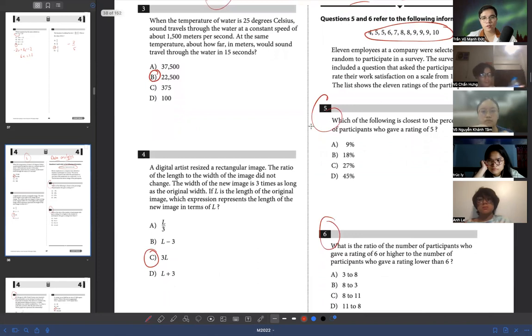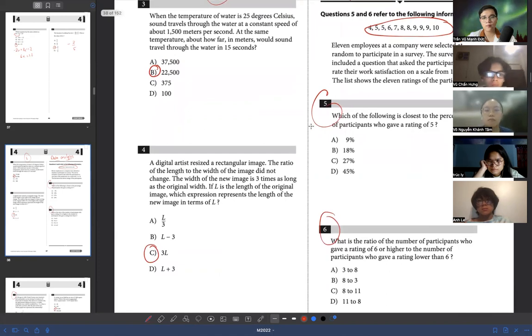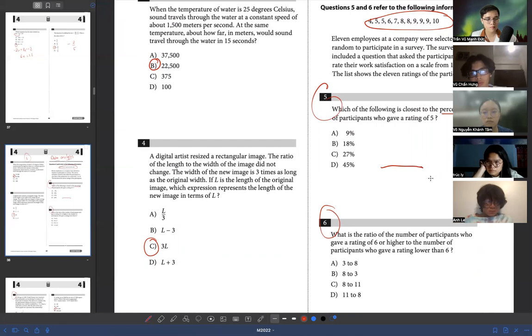All right, the fifth question. Which of the following is closest to percentage of participants who gave a rating of 5? Okay, the fifth and sixth question you can answer with me. Firstly is the fifth question. How can I calculate the percentage? Can you give me the overall equation of how to calculate a percentage? It's like one part over like everything else.